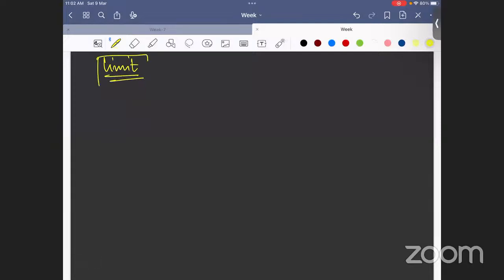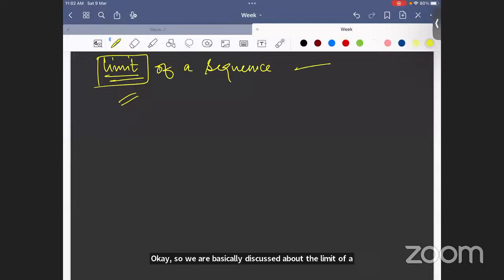Okay. Till the time you tell me the timestamp, I'll just discuss a basic idea about whatever we have discussed about the limit. We have basically discussed about the limit of a sequence that can be converging or that can be diverging. So we'll see what that means.